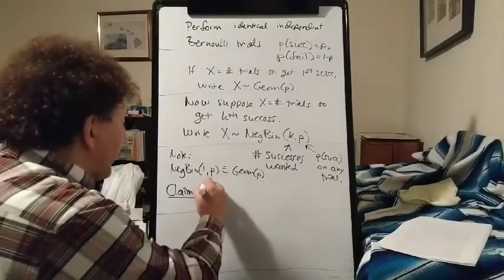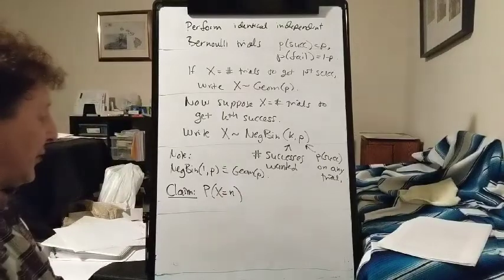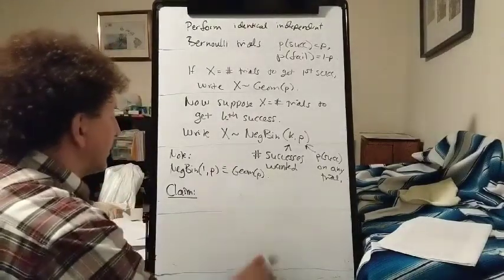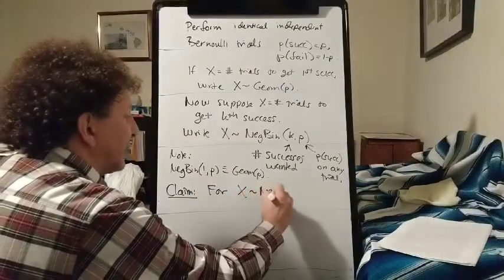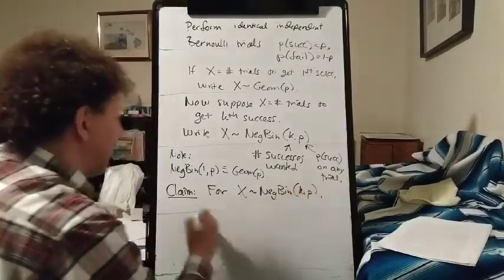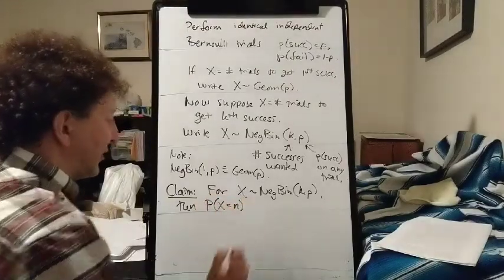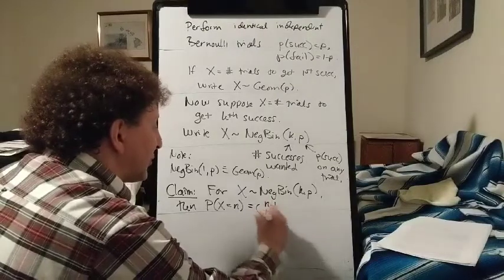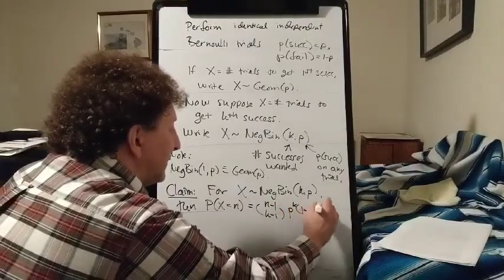Now I claim that the probability that it takes n trials to get those k successes, so if X is a negative binomial random variable with parameters k and p, then the probability that it takes n trials to get those k successes is (n minus 1 choose k minus 1) p to the k, (1 minus p) to the n minus k.